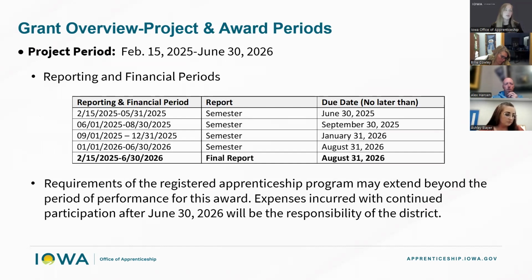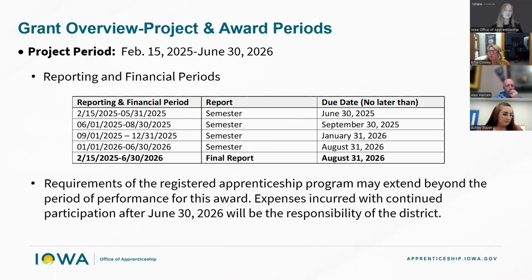The performance period for this grant is February 15th of 2025. It runs through June 30th of 2026. And then you'll see below the reporting and financial periods. These are based on semester. And then you'll notice the due dates. We'll talk about grant reporting requirements here in a second.